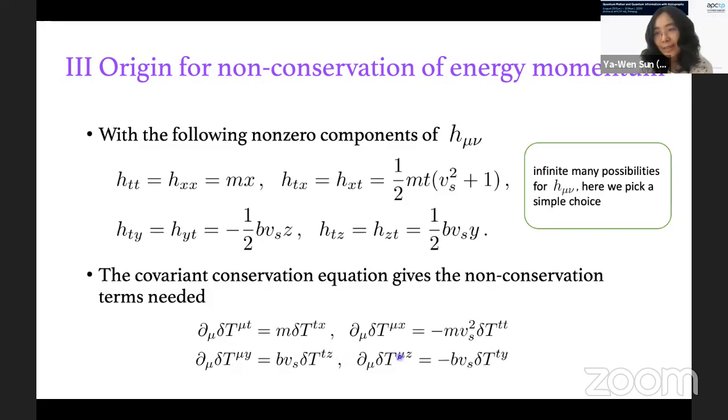It looks very artificial here. When we found that these artificial terms could arise from this graviton field, it's still a little weird that these terms look very strange, like mx and bvsc. So how do these terms arise? How can we have this non-trivial graviton field?